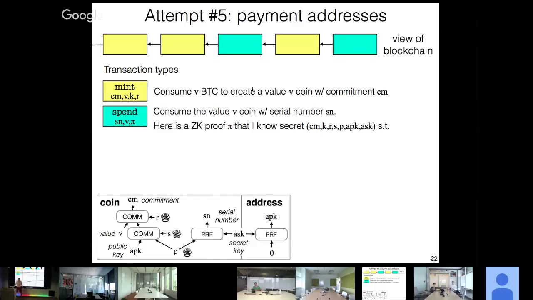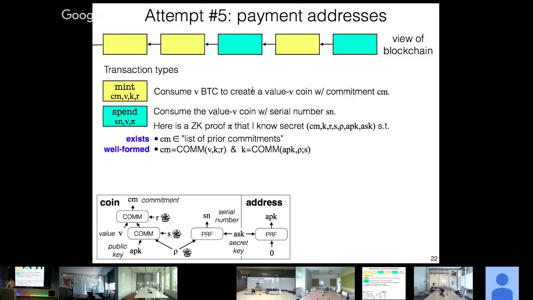So now what I'm going to do is say, okay, I have in mind a coin commitment. It was minted at some point in the past. It is well-formed. Well-formed means that if I take my public key, I put together the serial number randomness, so this is whatever created the serial number, I get the inner commitment, and I compute the outer commitment, I get the correct one.